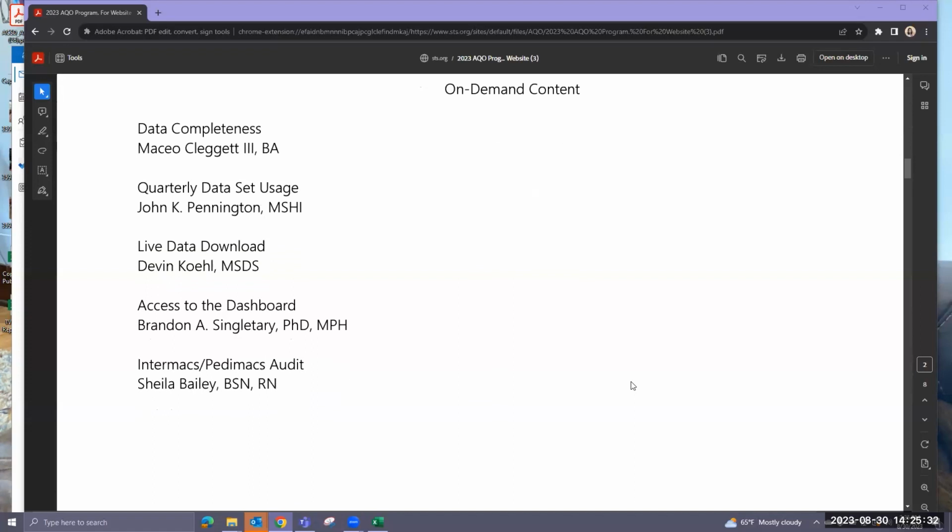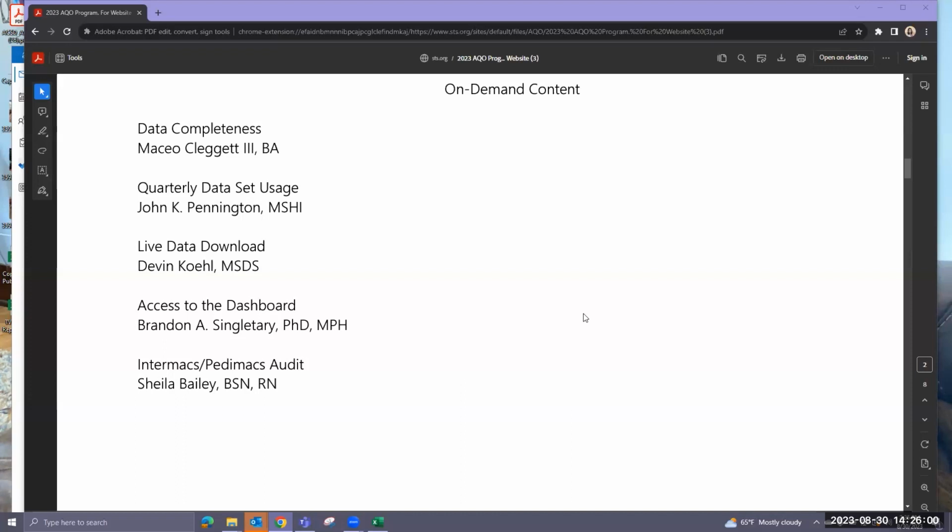And then there will be these talks on demand, and you can listen to these at your leisure. Carol said these will typically be available about a week before AQO. Maceo Cleget is going to talk about data completeness. John Pennington on quarterly data set usage. I've seen part of his presentation. He has some really great tools to show, so definitely check that one out.